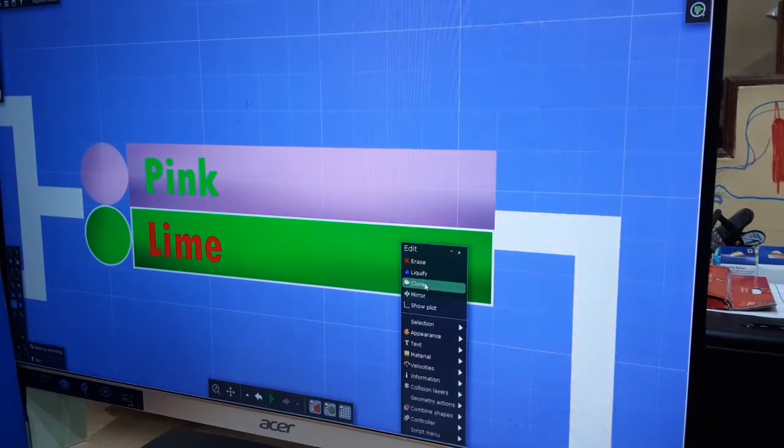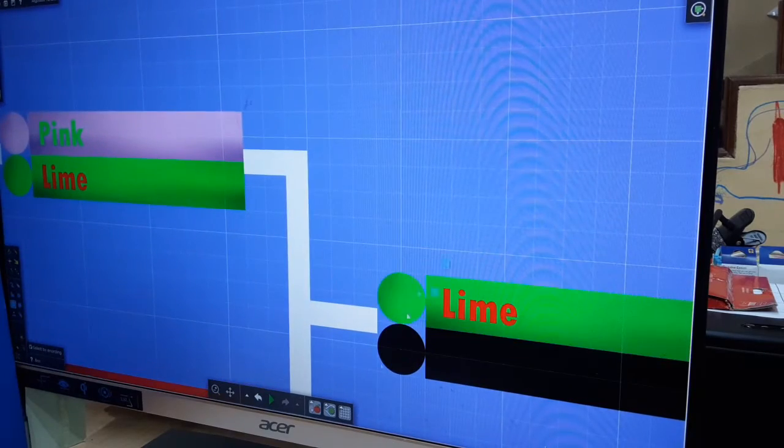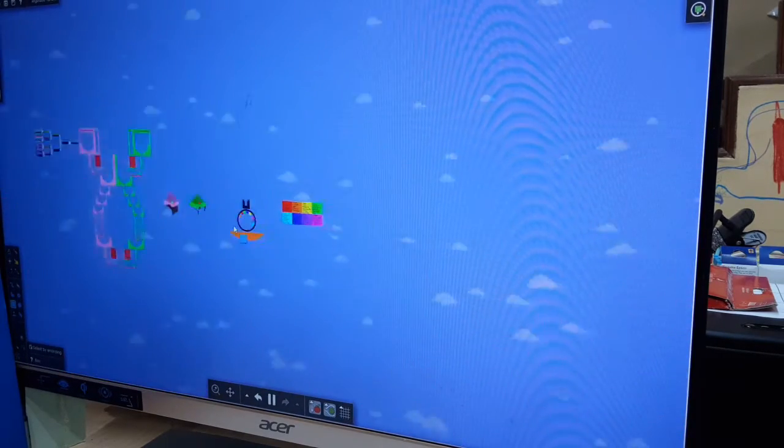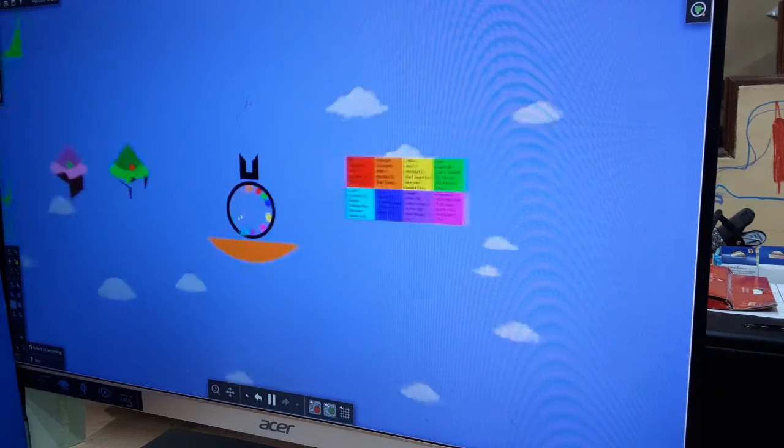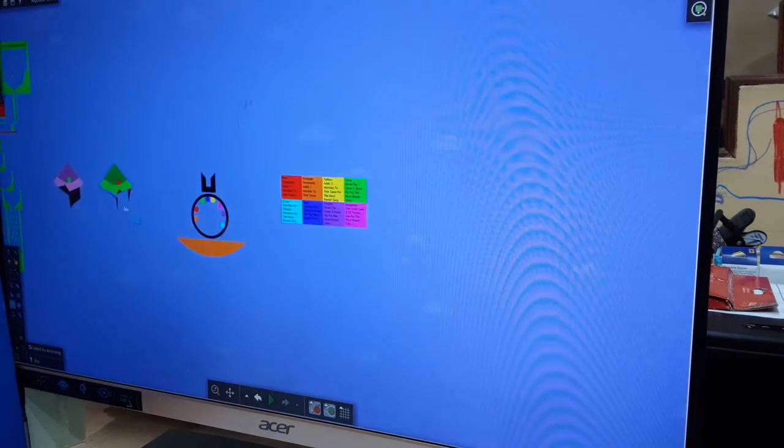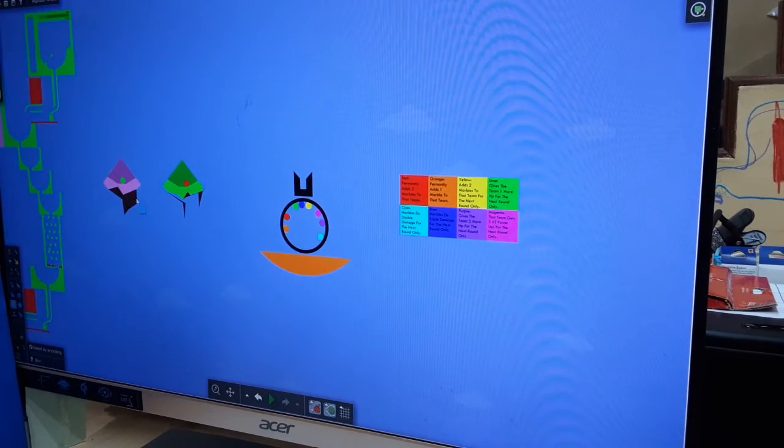So here comes Lime here. And what in the world? What happened here? Well, I was not expecting this.